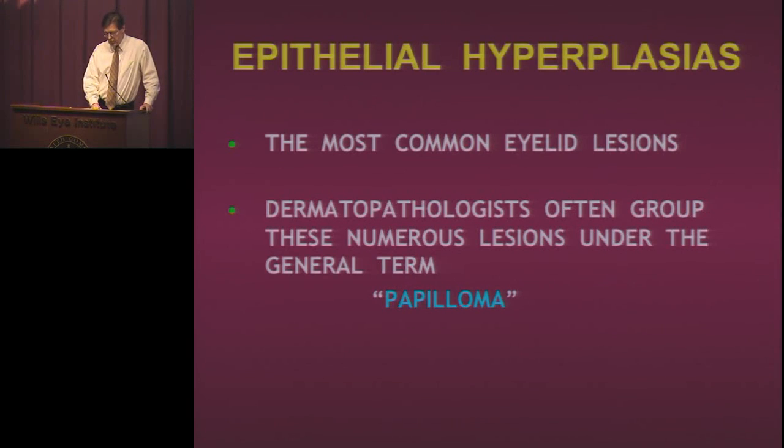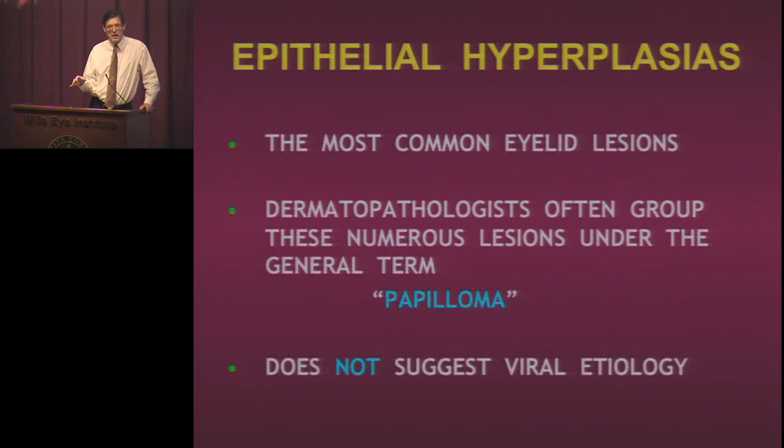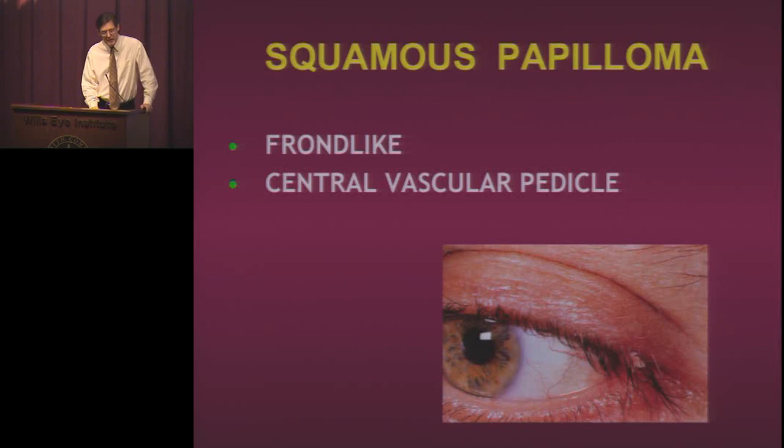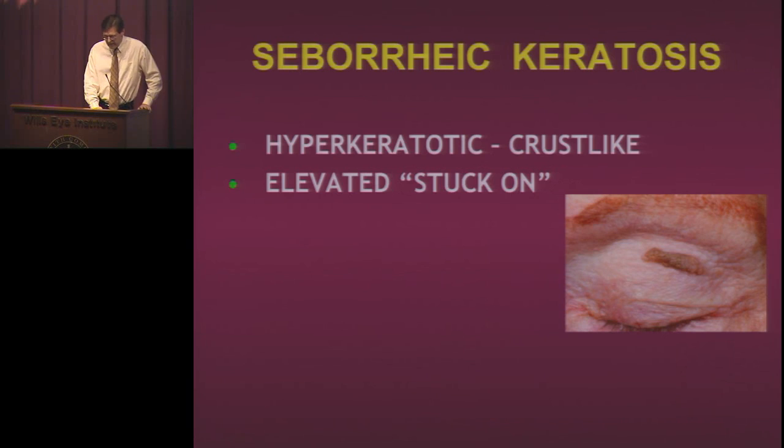It has nothing to do with the human papilloma virus usually, but we just call them papillomas because it includes a lot of the things that look like papillomas in other parts of the body. So squamous papilloma could be a skin tag, which they like to call acrocordon. It can be a frond-like elevation with multiple areas. It could be sessile or pedunculated, flat or on a tree stalk. And the other major papilloma is seborrheic keratosis.